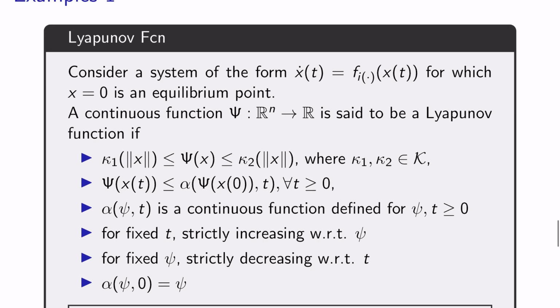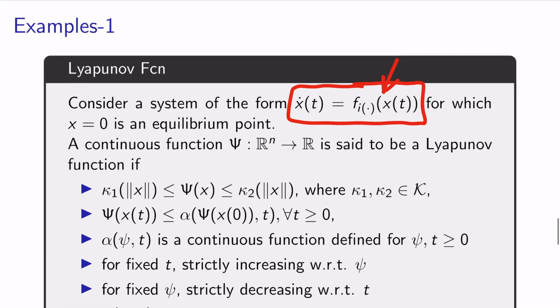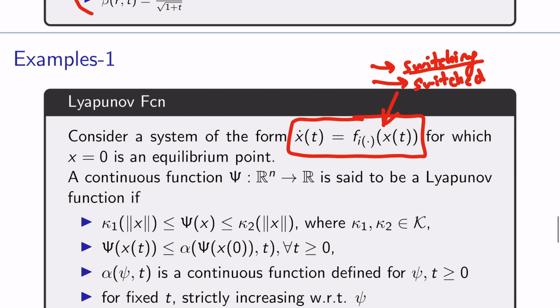So consider a system of that form, and here this is a switching or switched type of system. Recently I was reading a paper and noticed there was a distinction between the two. When we say switching system, the dynamics are being switched, like changed, by an exogenous signal that we have no control over.